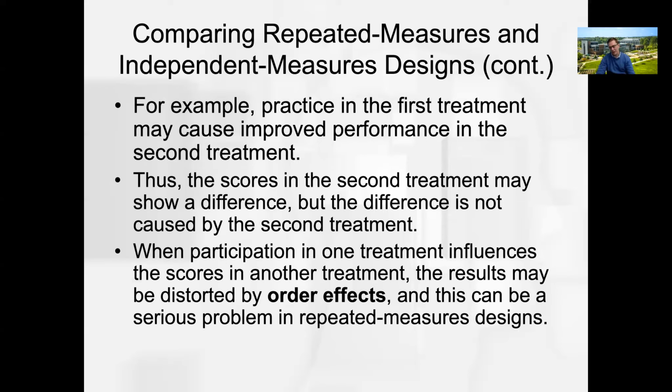So when participation in one treatment influences the scores in another treatment, the results may be distorted by what we call order effects, right? And so again, the order of the conditions, that practice, and then with the caffeine for the test, can be a real source of issue for these repeated measures designs. And that's one of the reasons why we advocate for counterbalancing, right?